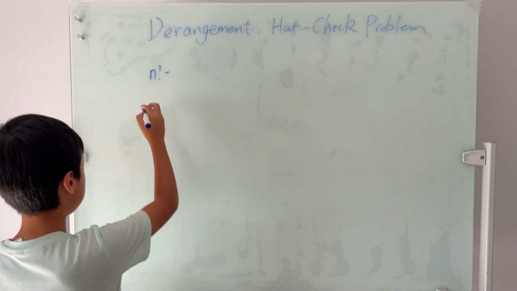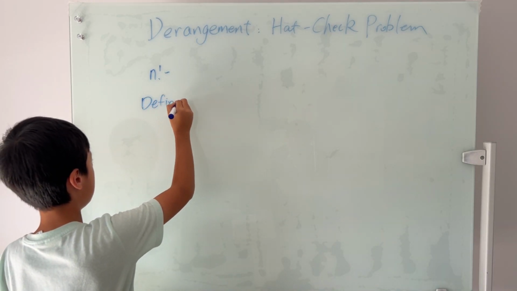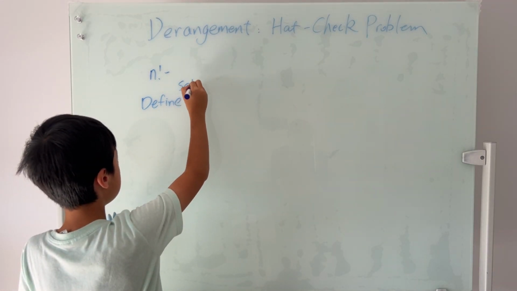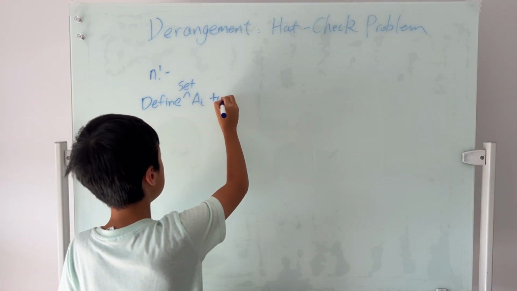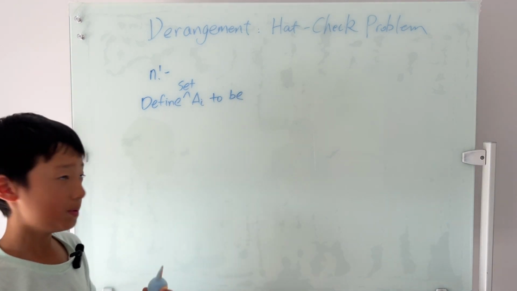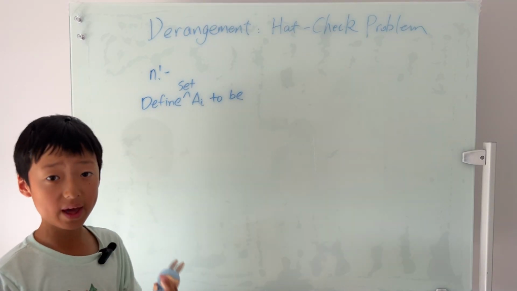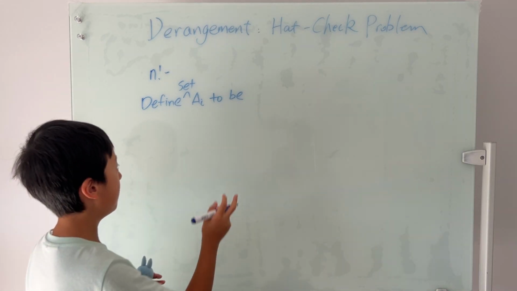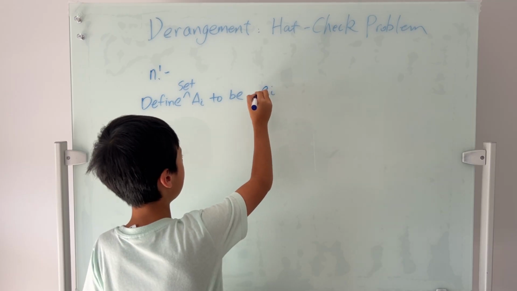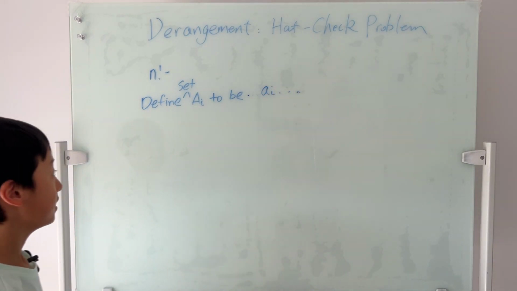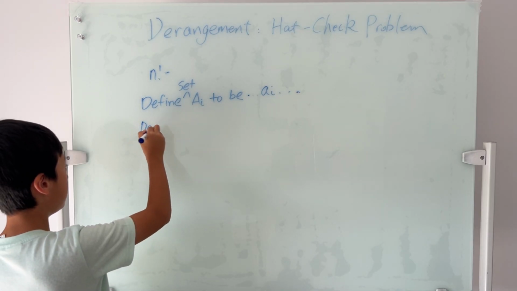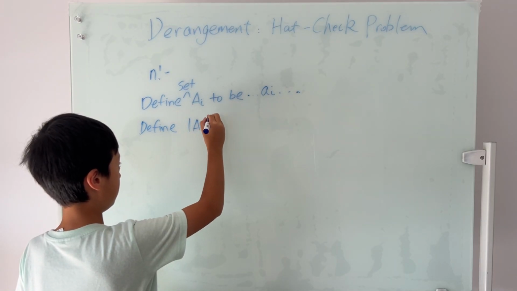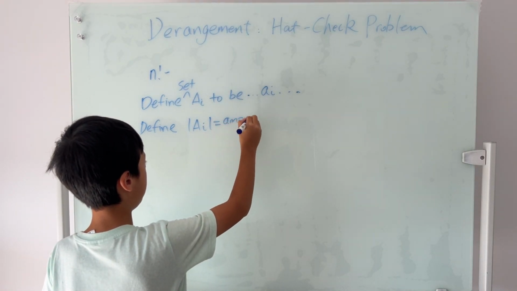Next, I'm going to define capital A of i to be the set of permutations where lowercase a i stays in its original position. So I'm just going to write a i, and then to the left will be dot dot dot, and then dot dot dot. Next I'm going to define the cardinality of A i to be the amount of permutations.